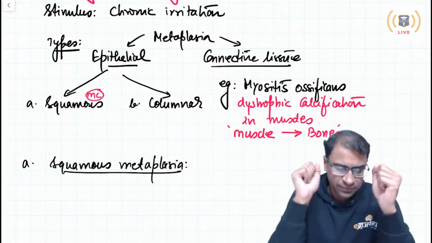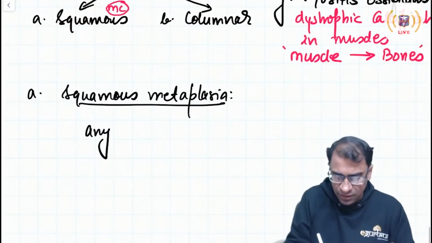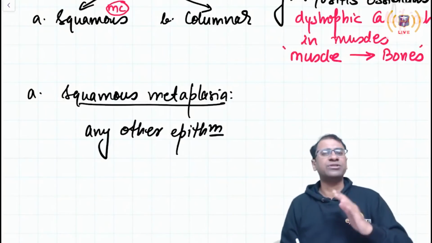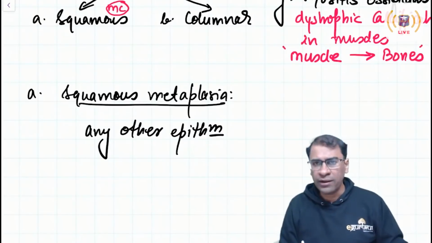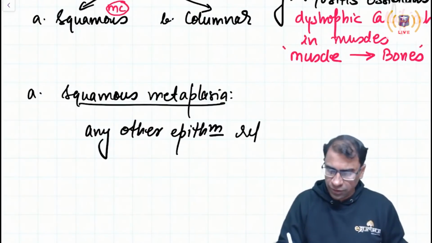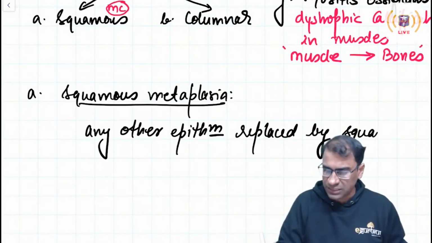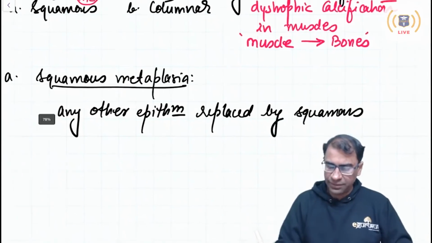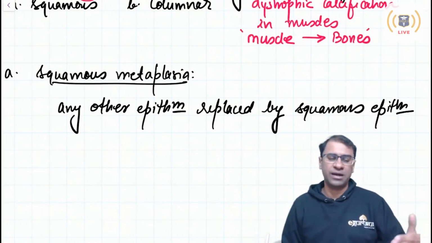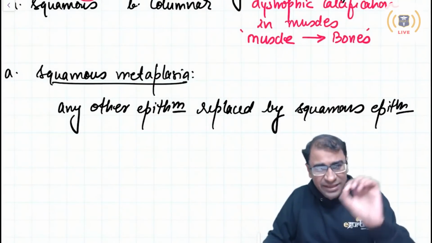The point I want to make here is that squamous metaplasia is defined as any other epithelium replaced by the squamous epithelium. It can be columnar, cuboidal, or transitional, it doesn't matter. Any other epithelium replaced by the squamous epithelium is called squamous metaplasia.